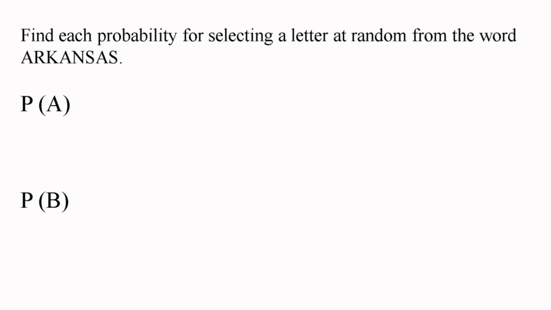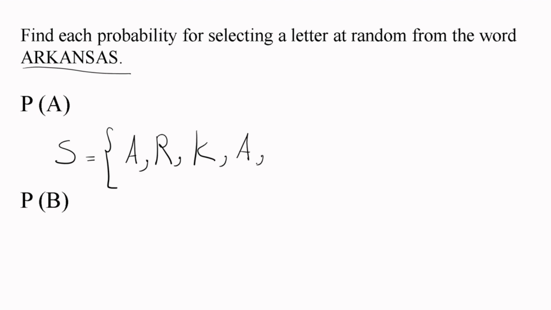Okay, here we have another type of example. We want to find the probability of selecting a letter at random from the word Arkansas. What was the method? What was the strategy? Always start by writing the set of sample space. When we choose a letter, it can be any letter from this word. So each letter will be a member of the sample space. So A, R, K, A, N, S, A, and S.